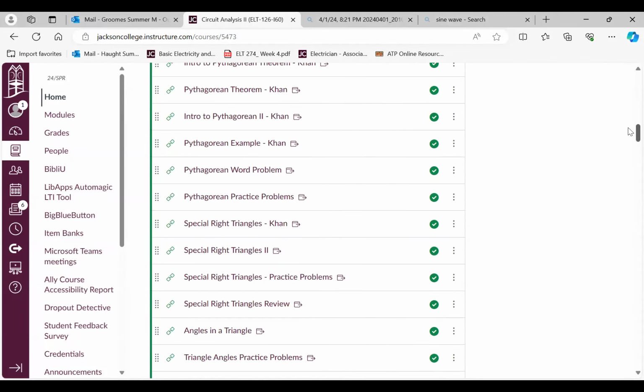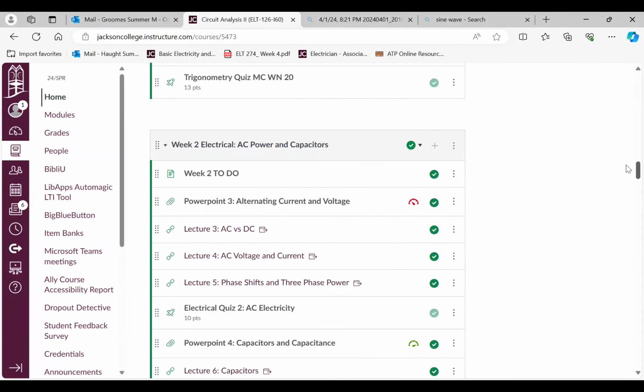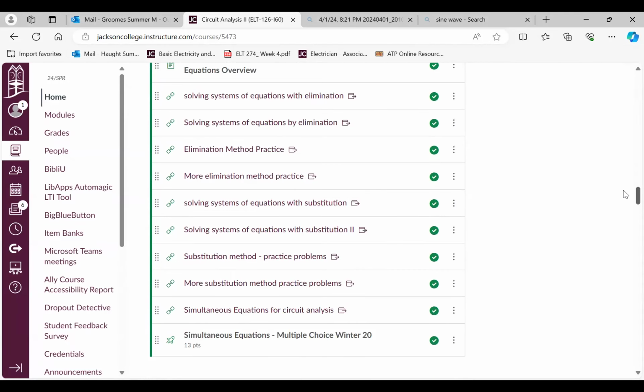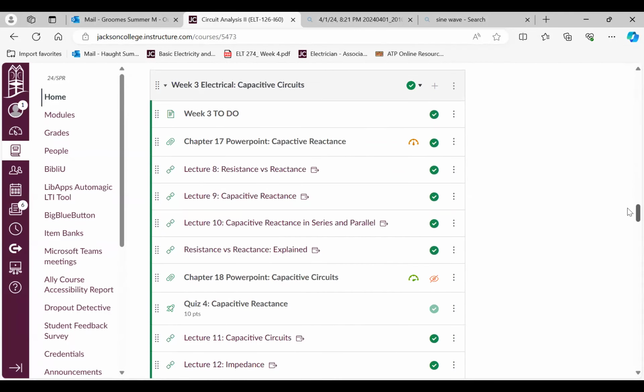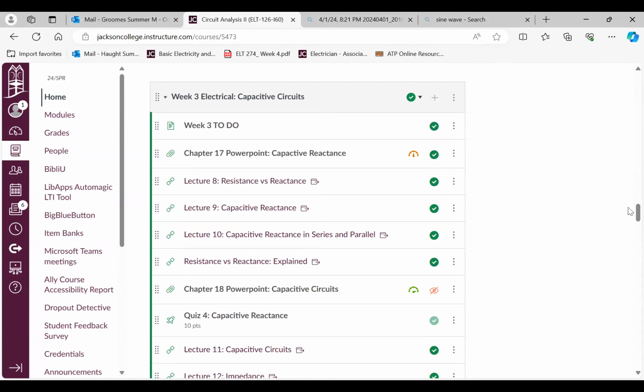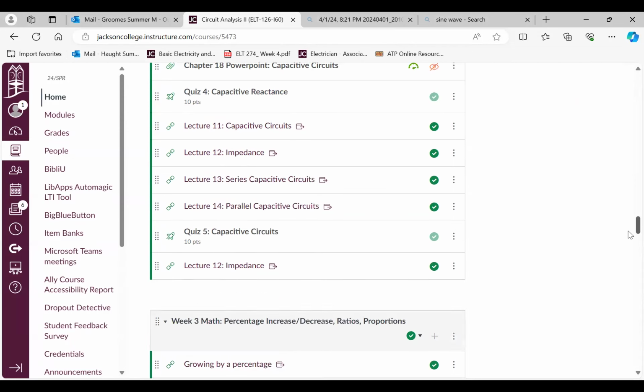And we're on week 3. So week 3 is kind of when all of the new concepts come into play. So this week 3 is about capacitive circuits. And so we kind of were introduced to this last week when we talked about what a capacitor is. So it's a little bit more on that.